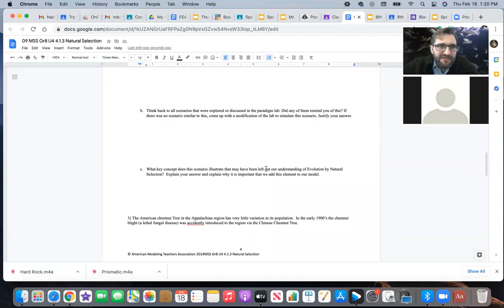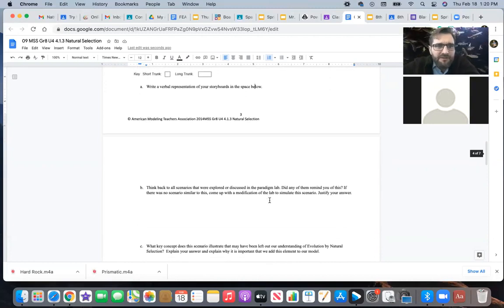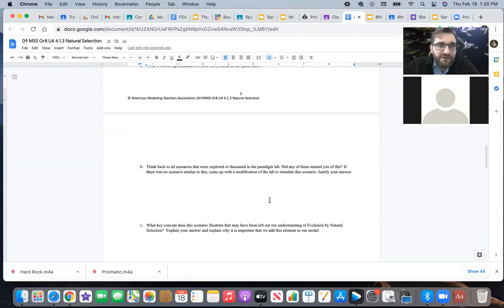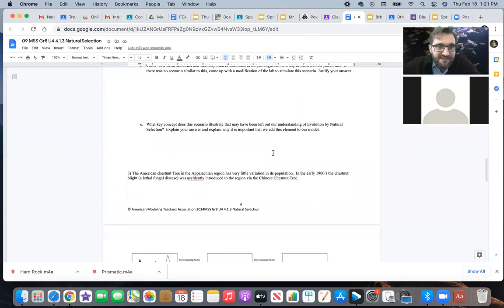B wants you to think back to all the scenarios that we explored or discussed during our Fit Fishes lab. Did any of them remind you of this scenario? Was there an example where we're saying, oh, that's kind of like this from the Fit Fishes lab? If there was no similar scenario, come up with a modification to the lab to simulate the scenario that we have there. C is asking you any key concepts that the scenario illustrates that may have been left out of our understanding of evolution by natural selection currently.